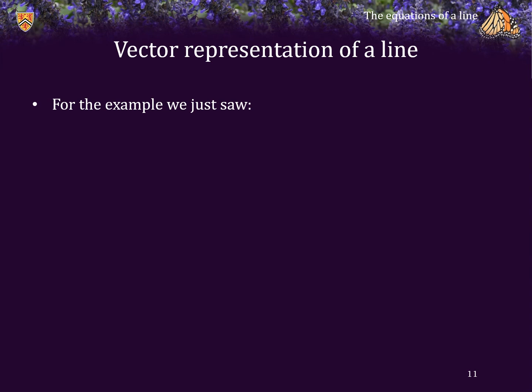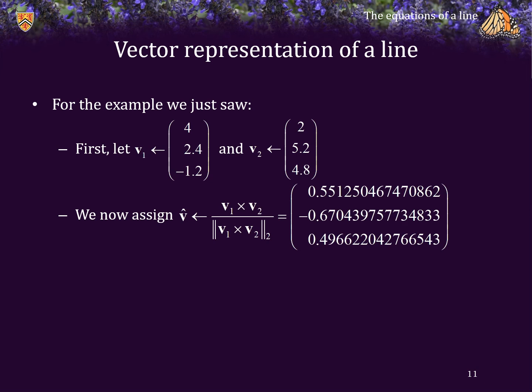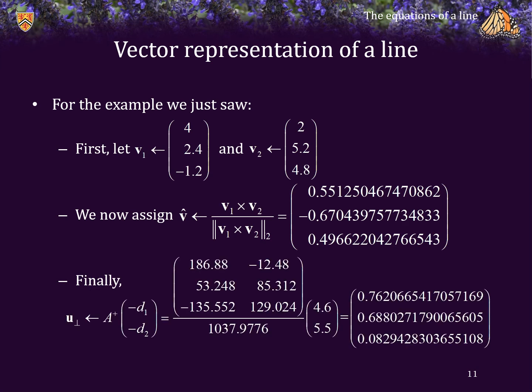So for the example we just saw, we define the two vectors being the coefficients of x, y, and z for the two equations. We then assign v cap the cross product of these two vectors divided by their 2 norm, which gives us approximately the vector you see there. Finally, we calculate the Moore-Penrose pseudo-inverse, and we multiply it by the vector negative d1, negative d2, which in this case is now positive 4.6, positive 5.5, and that gives us that vector there.